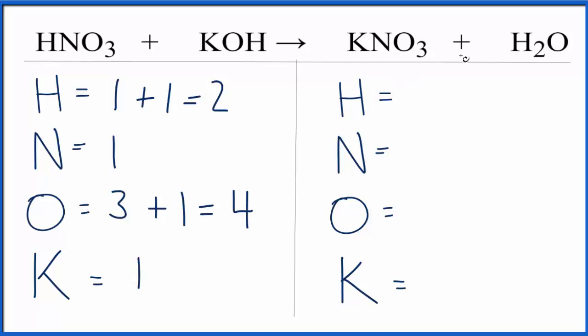On the product side, hydrogen, 2 of those. Nitrogen, we have 1. Oxygen, we have 3, plus this one over here. So we have 4 oxygen atoms, and then we have the 1 potassium. Looking at these numbers here, everything's the same. That means we're obeying the law of conservation of mass, and this equation is balanced.